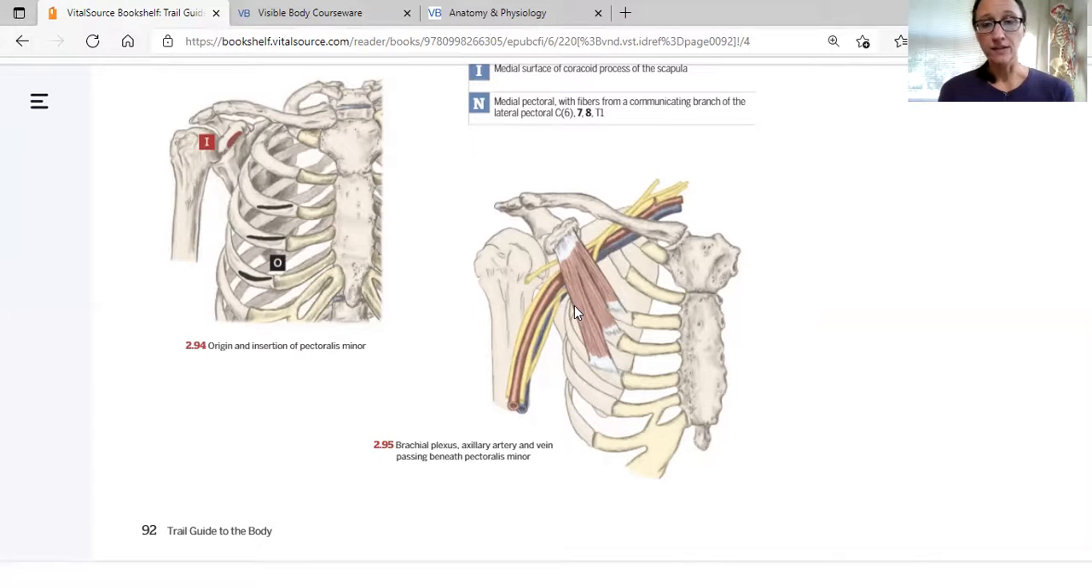Another issue with pec minor is that if this muscle contracts really tightly, like in a spasm, it can actually send pain and numbness and tingling down the arm, mimicking a heart attack. Now, of course, if it's on the right side, it's not a heart attack, but if it's on the left side, it might feel a little like a heart attack, or a lot like a heart attack, actually. And that condition is called angina pectoris. And all that means is chest pain. That's it.